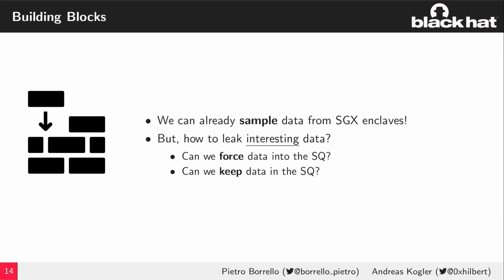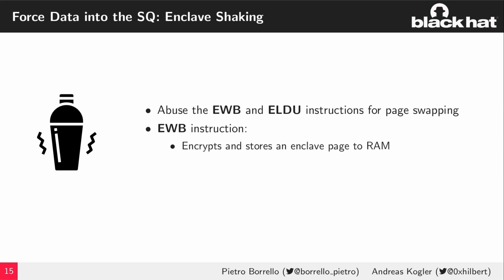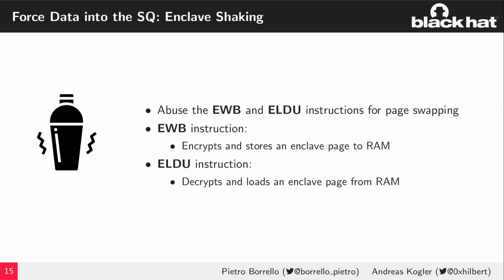That's a really good point, and that brings us to enclave shaking. So enclave shaking uses two instructions which are basically responsible for taking a page out of the EPC page cache and bringing it back to main memory. This is done by using the EWB instruction, and this brings the data from the encrypted page to the core, re-encrypts it, and then stores it into the main memory. And if you can guess what the counterpart is? Yeah, I would say that the ELDU instruction then brings the page from the main memory, decrypts it, and puts it back into the EPC.